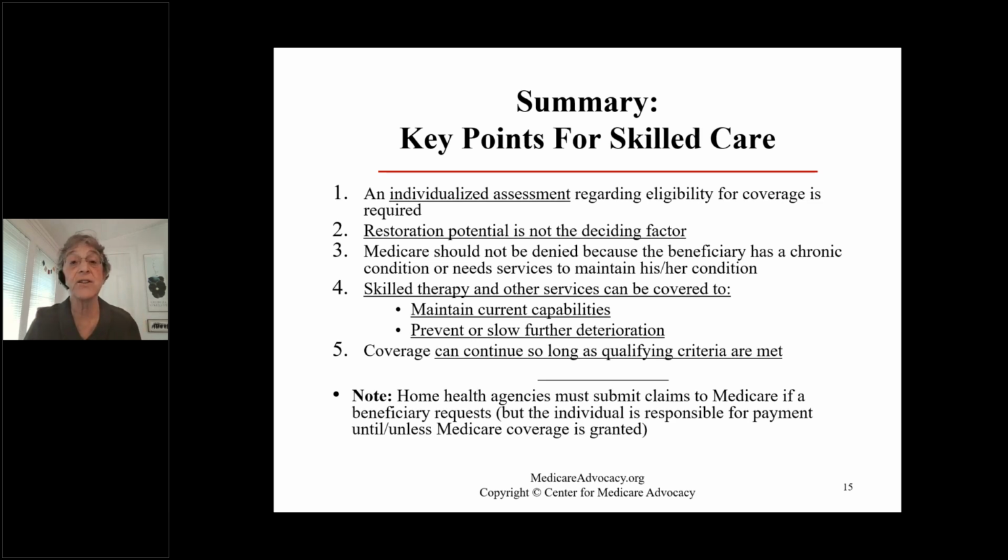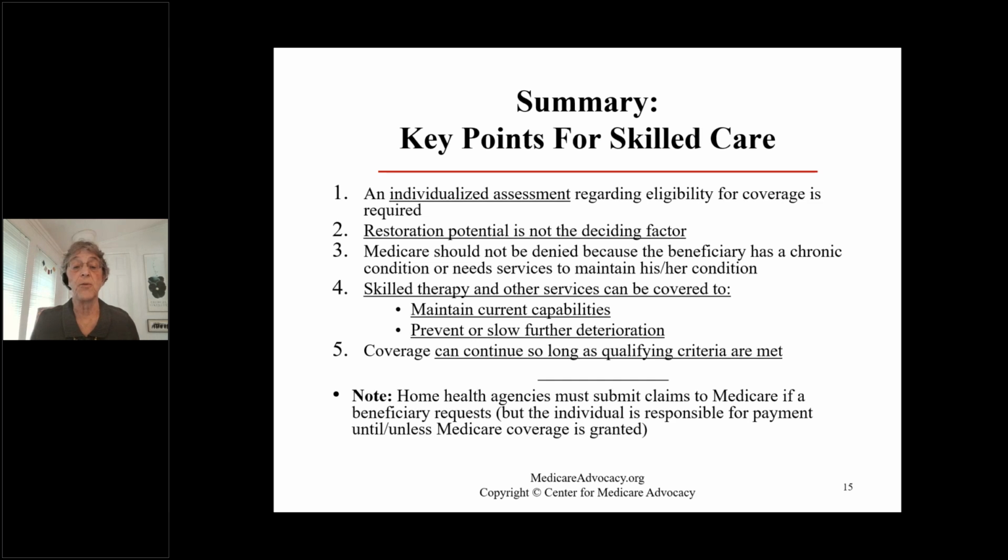And coverage can continue so long as the qualifying criteria of being homebound, having a care plan, and being served by a Medicare certified agency remain in place, and the patient continues to need these skilled services. Home health agencies must submit a claim, by the way, to Medicare if the beneficiary or someone officially helping him or her requests that be done.